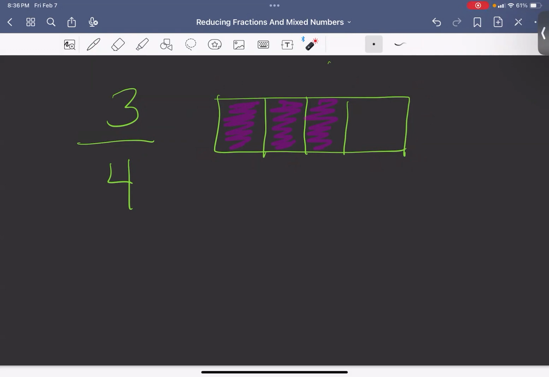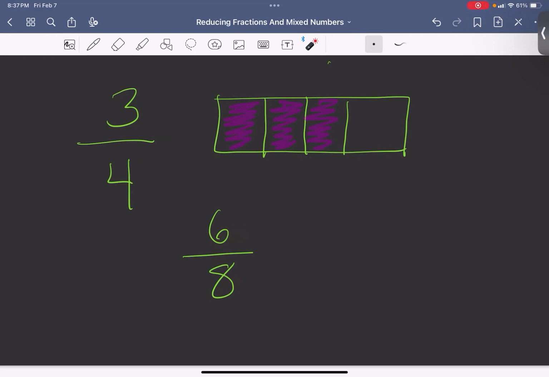Let's look at how we can make a fraction smaller. We call that reducing a fraction. Let's say I had the fraction 6 over 8. The first thing I have to do is look at it and ask, is there a factor that can go into 6 and 8?